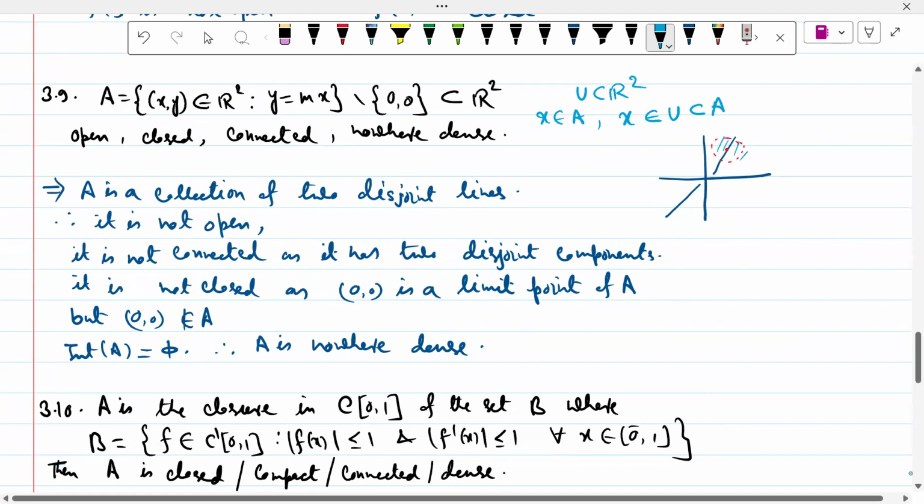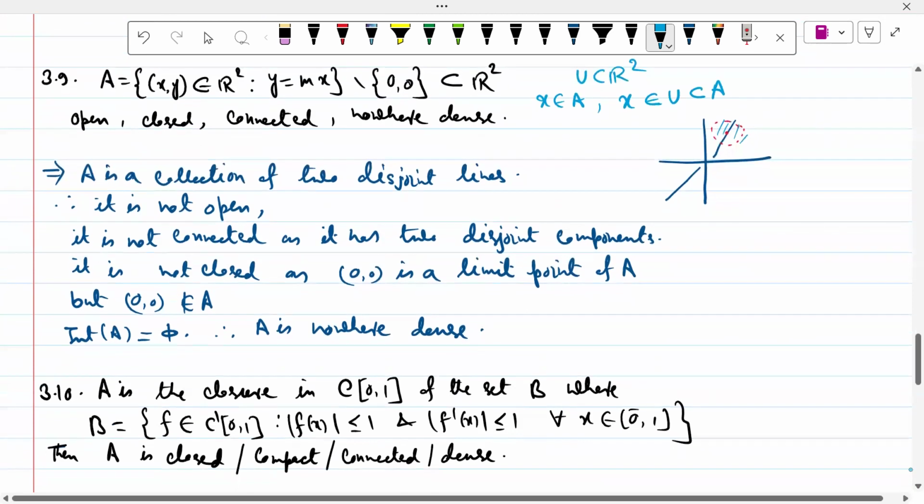And its interior is empty, so it is nowhere dense. There is no interior point.